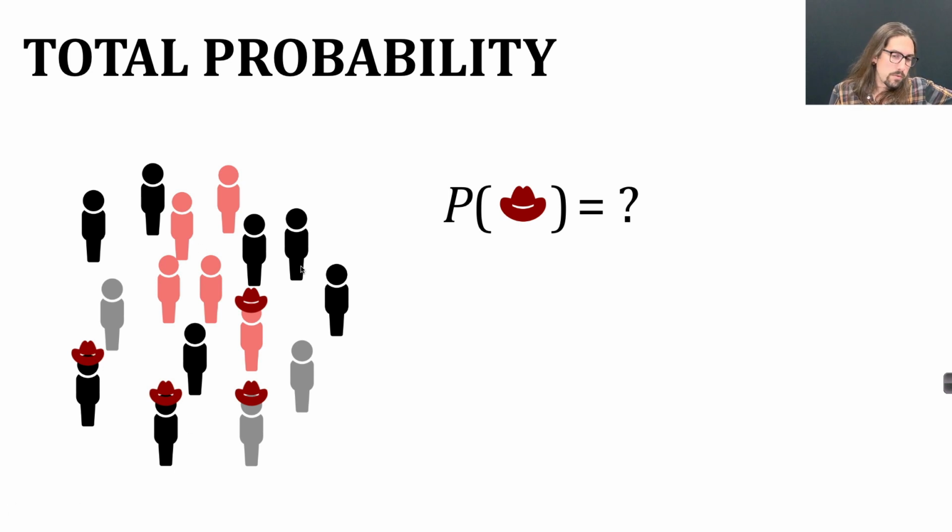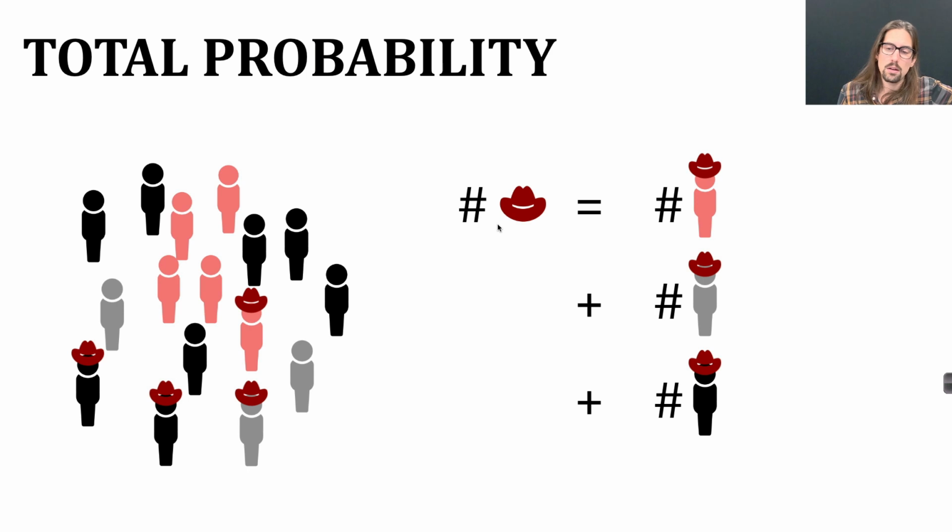But for whatever reason, let's say I don't actually know the total number of hats in the population, but I do know the probabilities of having a hat in each of these subpopulations. So among the pink people, the black people, and the gray people, I know, for example, 1 out of 3 gray people is wearing a hat, 2 out of however many black people, and 1 out of every 5 pink people are wearing a hat. So how can I then calculate the total number of people wearing a hat?